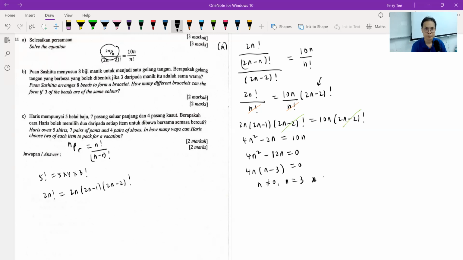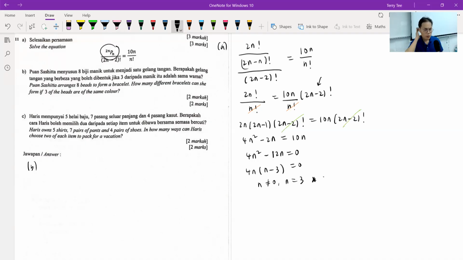Okay, part B. Let me rub it off. Part B, maybe I can do it below here. Okay, part B. Shashita arranges 8 beads to form a bracelet. How many different bracelets can she form if 3 beads are of the same color?